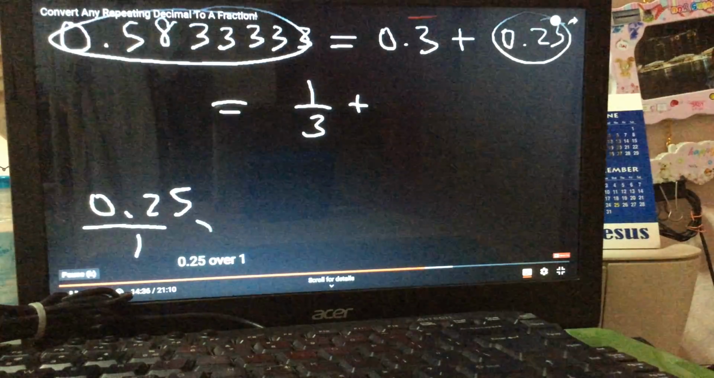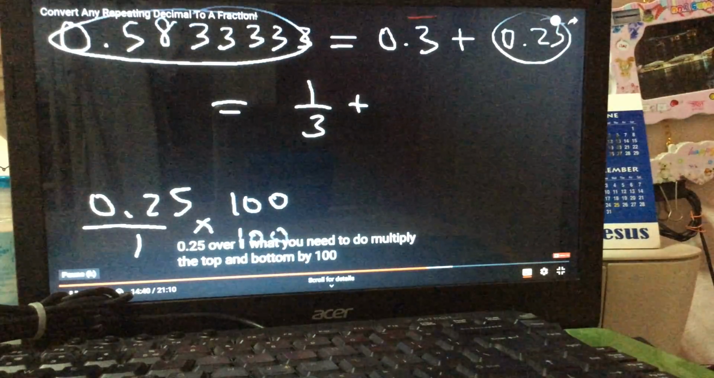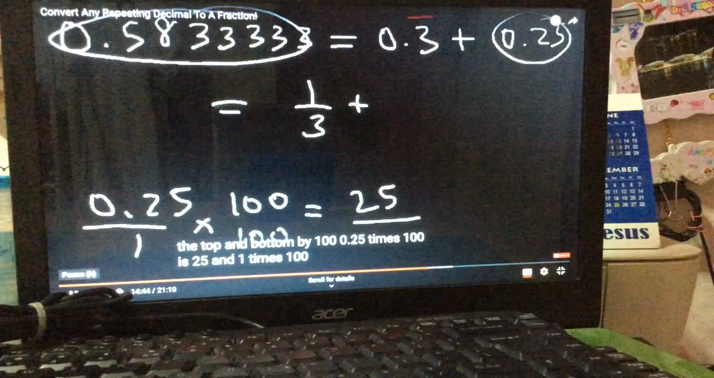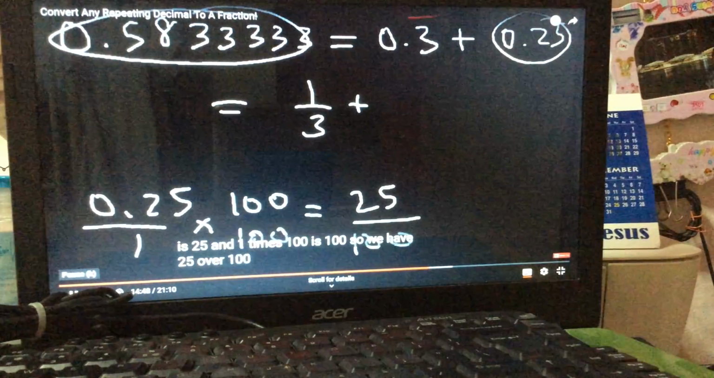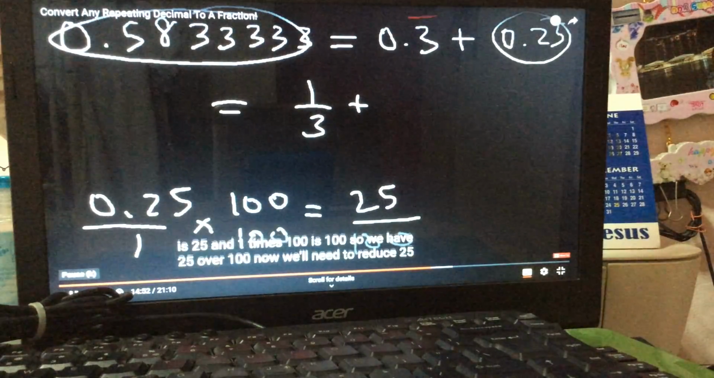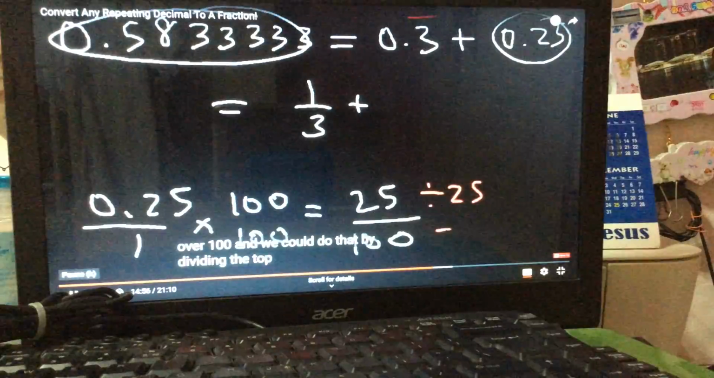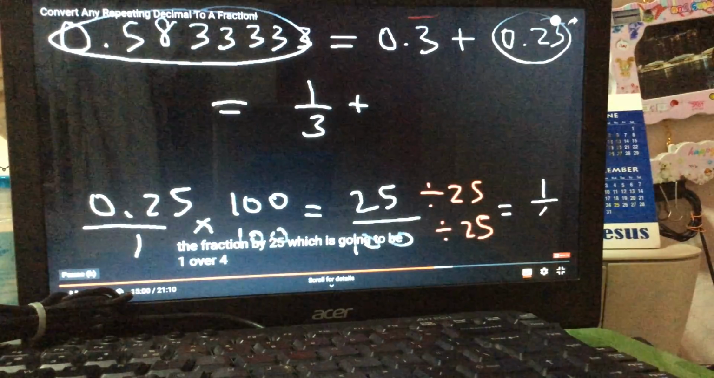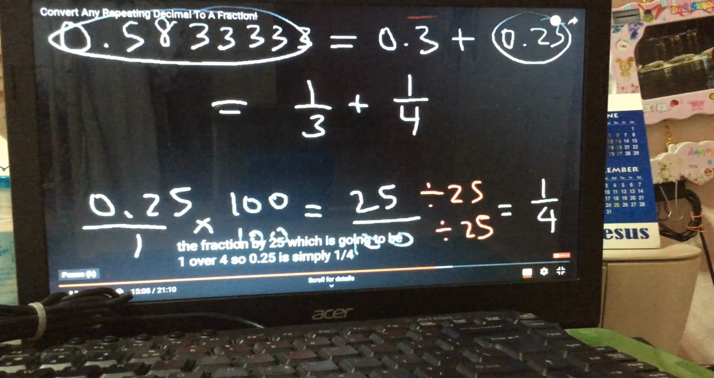0.25 over 1. What you need to do is multiply the top and bottom by 100. 0.25 times 100 is 25, and 1 times 100 is 100. So we have 25 over 100. Now, we need to reduce 25 over 100. We could do that by dividing the top and the bottom part of the fraction by 25, which is going to be 1 over 4. So 0.25 is simply 1/4.